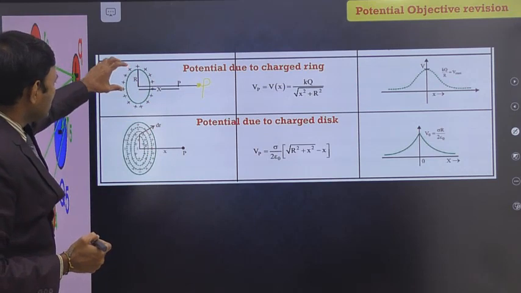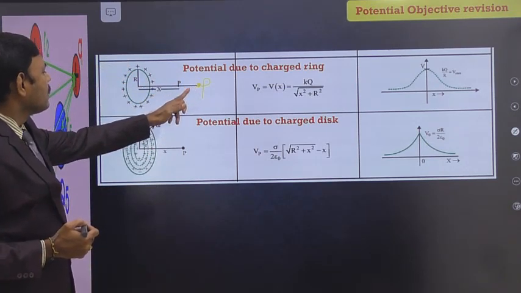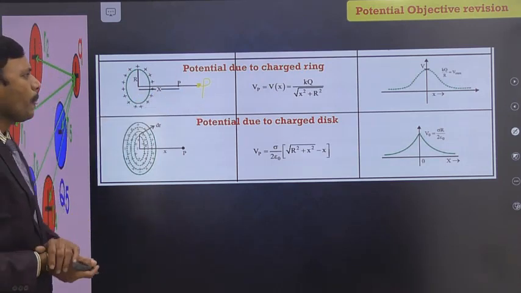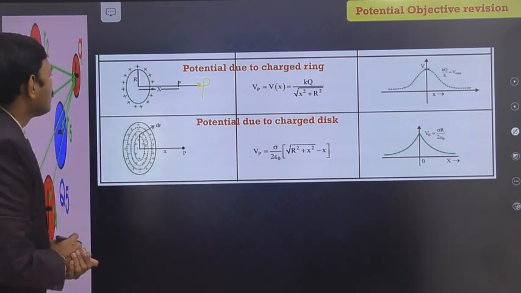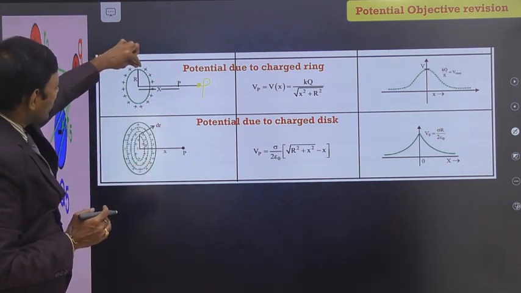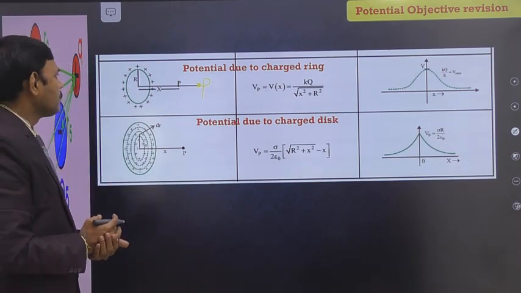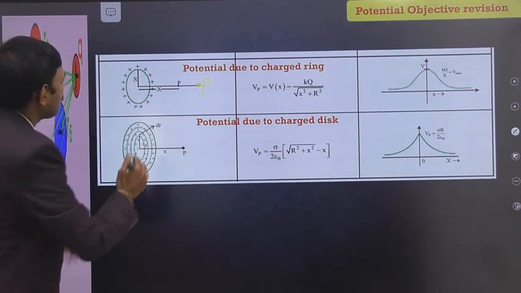Potential due to this charged ring at some point P on the axis of the ring at a distance x from the center of the ring. This is a very important, very simple derivation. First we calculate potential due to one point charge, then take the algebraic sum of all the charges, each and every charge being at the same distance.